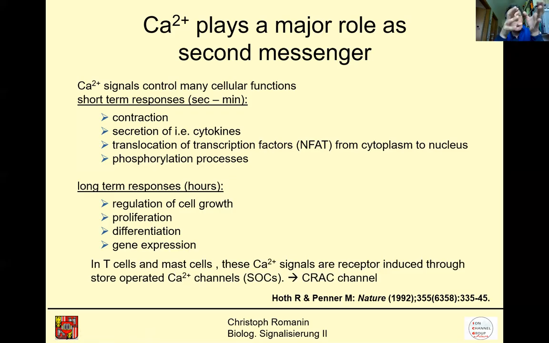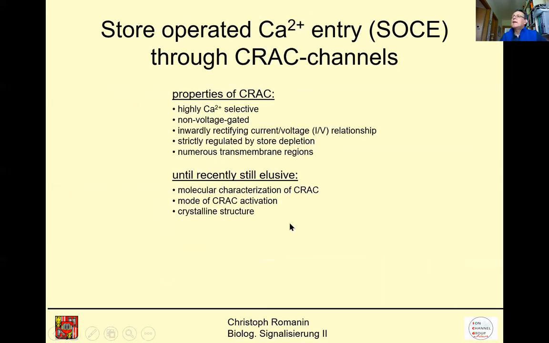And 30 years ago, in T cells as well as in mast cells, particularly in cell lines, these CRAC channels were initially characterized. Later on, they were also characterized in other cells, but these were the first two initial cells. Properties we already heard, we have already seen the biophysical properties. It's highly calcium selective, it's non-voltage gated, it shows this inwardly rectifying current-voltage relationship, and is strictly regulated by store depletion. It only gets active when you deplete the ER stores.